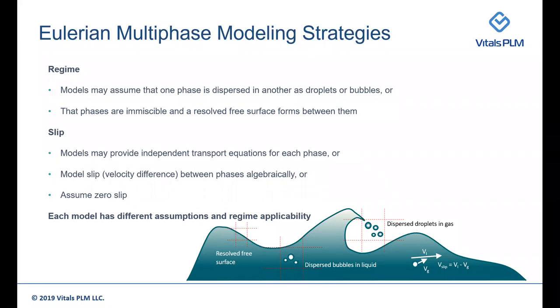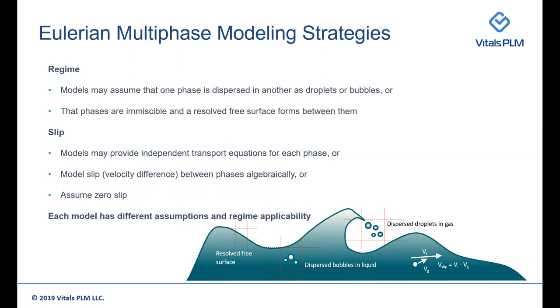And when it comes to modeling strategies based on the slip, the model applicability is based on the assumptions around the slip conditions between the phases. If the slip condition between the phases is less significant, there are zero slip models which can be used for that condition. But if the slip condition between the phases is significant, there are models which can provide independent transport equations for each phase to accurately model the slip. Another option for modeling slip is to calculate the slip velocity algebraically or in an averaged sense.